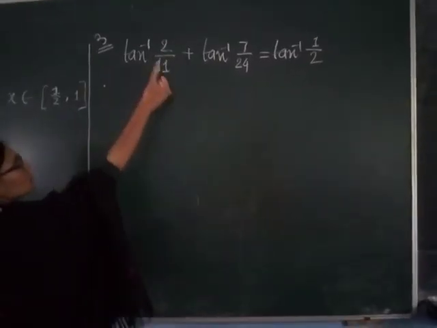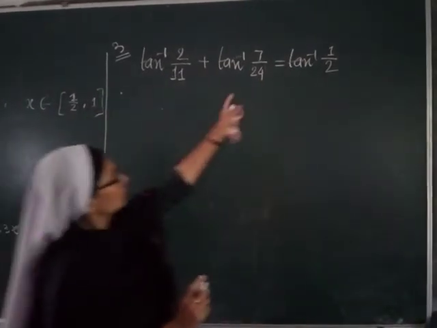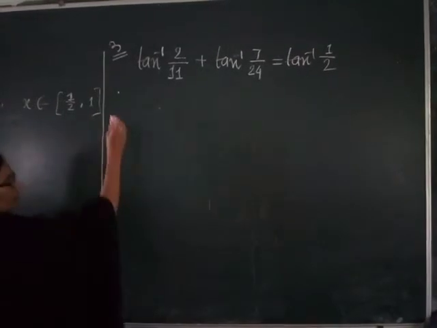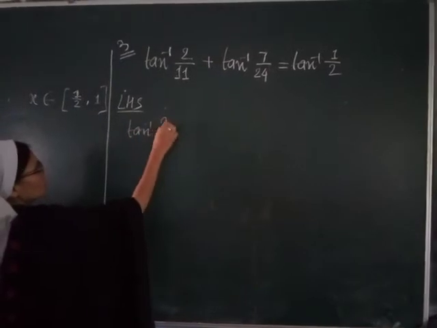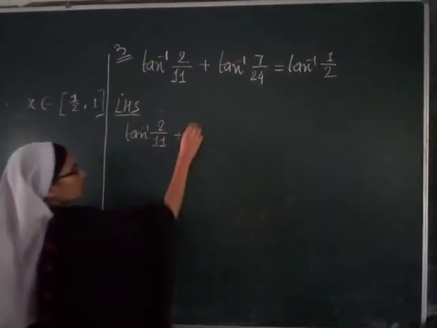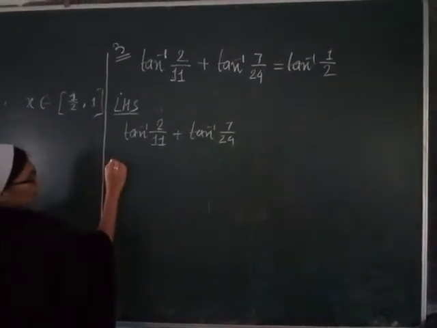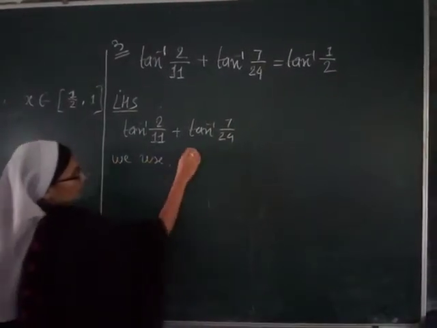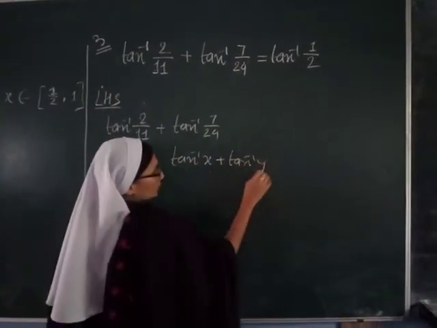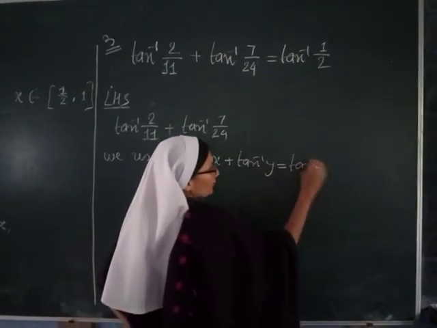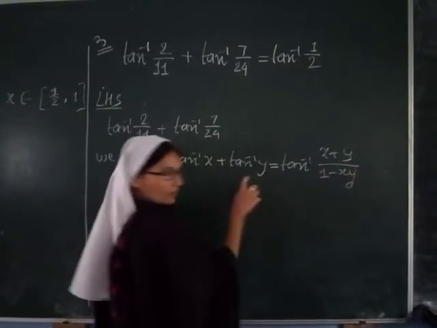Question number 3: tan inverse 2 by 11 plus tan inverse 7 by 24 equal to tan inverse 1 by 2. We have to prove this. Let's take the left hand side first: tan inverse 2 by 11 plus tan inverse 7 by 24. We shall use the formula tan inverse x plus tan inverse y. You know this formula, right? It is tan inverse of (x plus y) divided by (1 minus xy). We have learned this result.